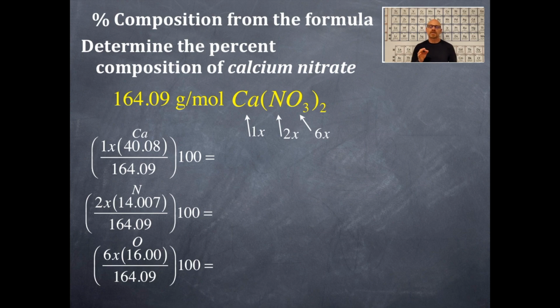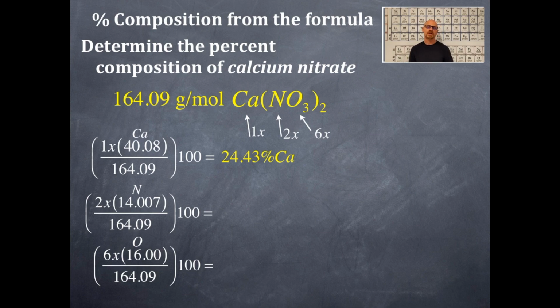So, the 1, the 2, and the 6 are just counting numbers, so those have an infinite number of significant figures. So then I just look at the molar mass for each element, and then the molar mass for the compound to get the number of significant figures in my answer here. In 40.08, there are 4 significant figures. In 164.09, there are 5 significant figures. So after I do this little division multiplication problem here, I'm going to get 4 significant figures. So that's why it's 24.43% of calcium. Number, units, formula.